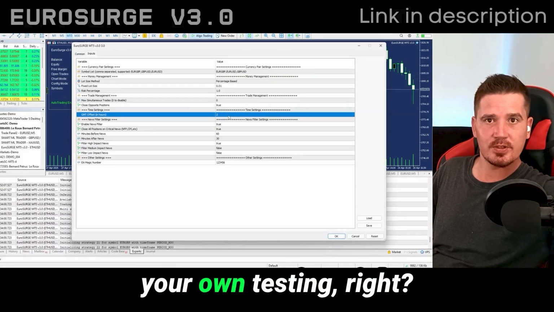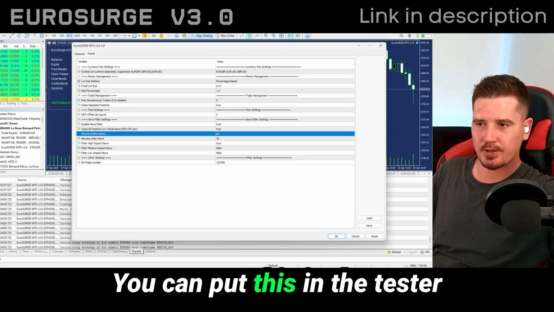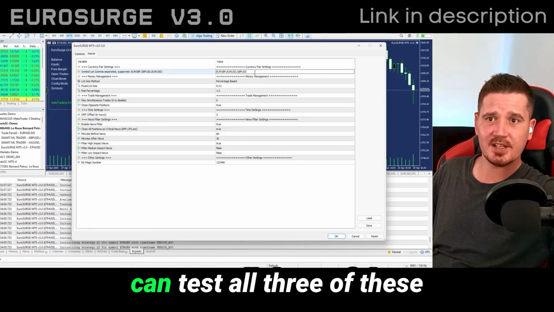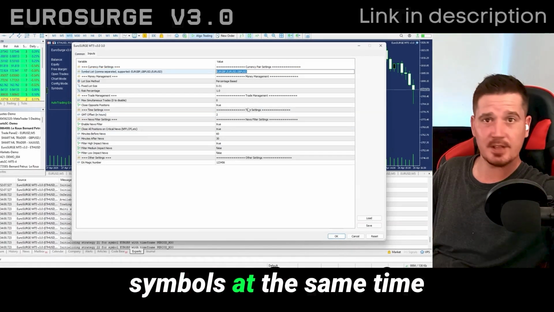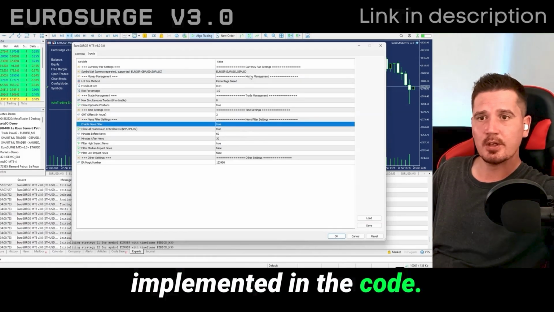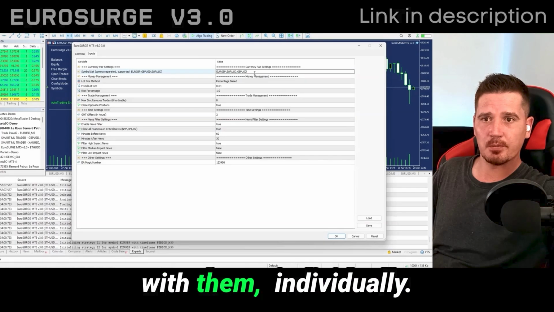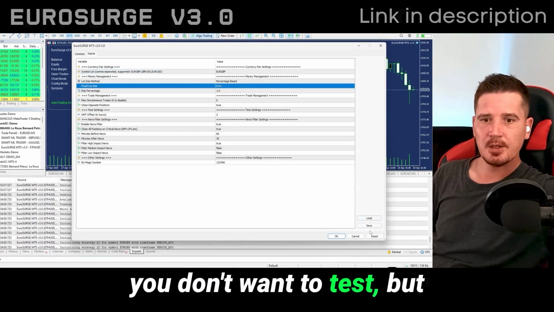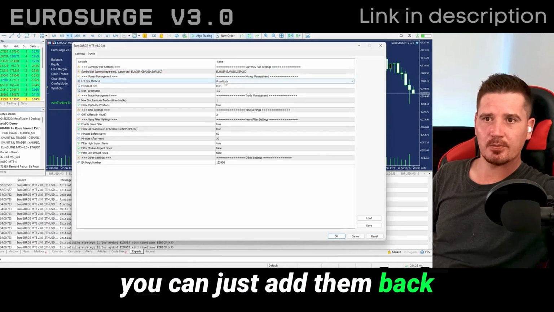But you can also do your own testing, right? You can put this in the tester and change this value. And the great part is you can test all 3 of these symbols at the same time because of how it has been implemented in the code. You can do a backtest with them individually, so you'll remove whatever you don't want to test, but you can just add them back if you want to test them.